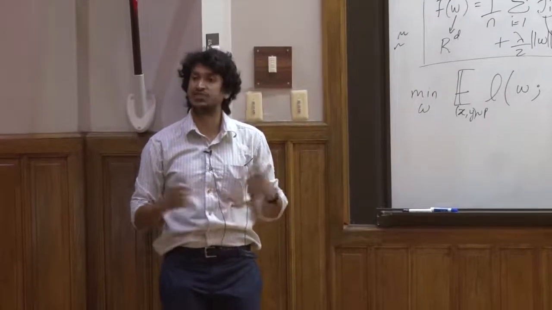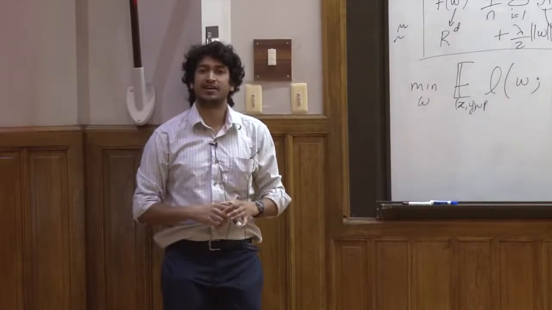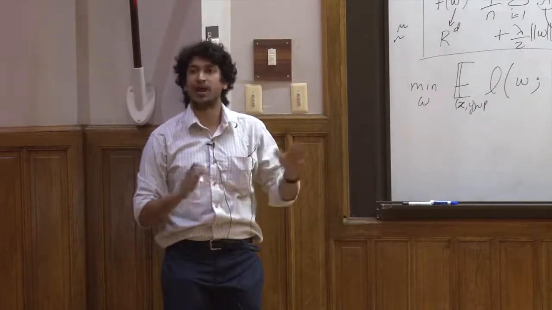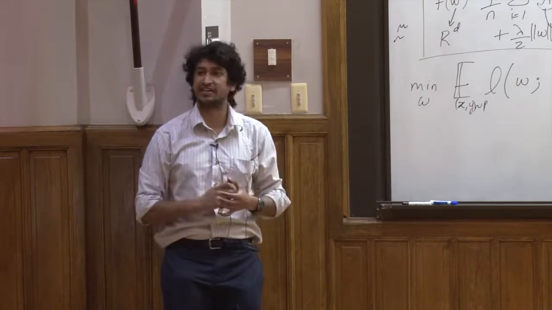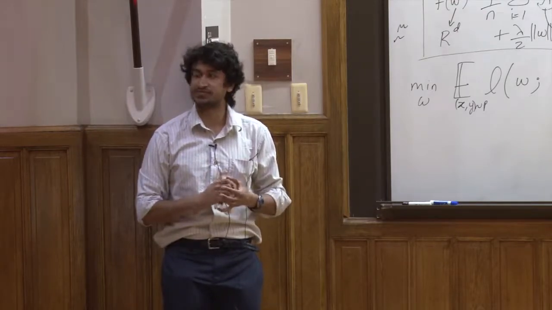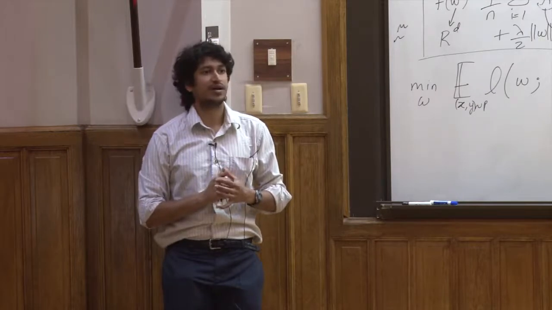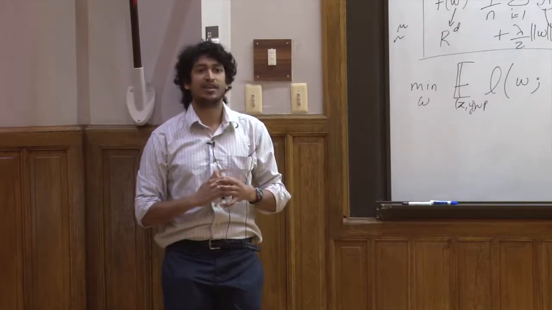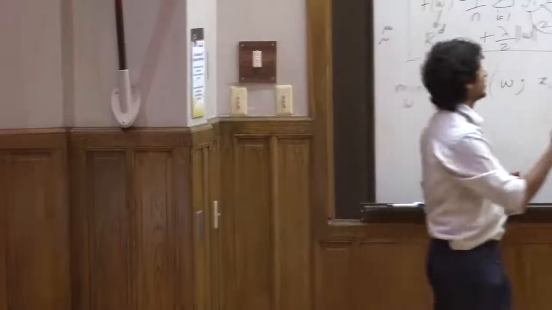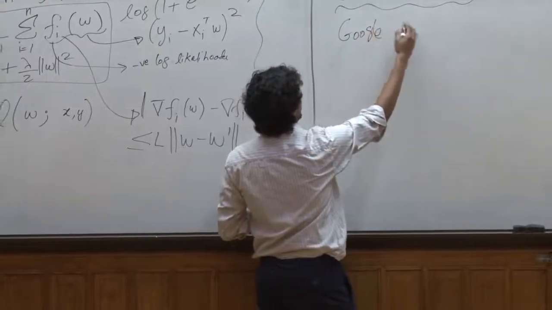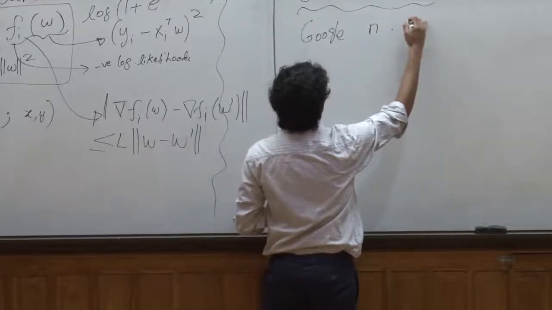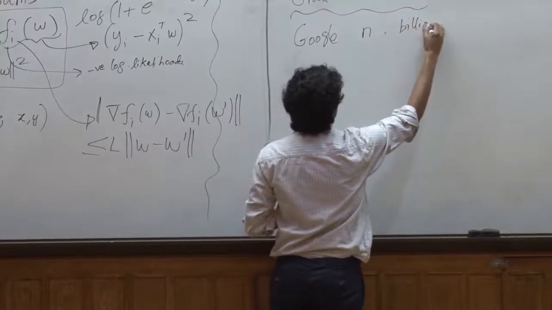Can anyone think of any issues that gradient descent will have if you just applied vanilla gradient descent on this problem? What are the problems? What are the issues? Any concerns you might have? Absolutely, yeah. So what you should really think about is where you're like Google or something like that, and n is in the billions or more.